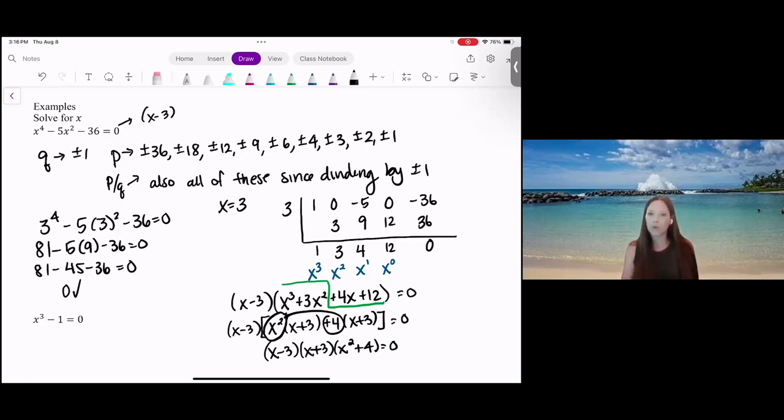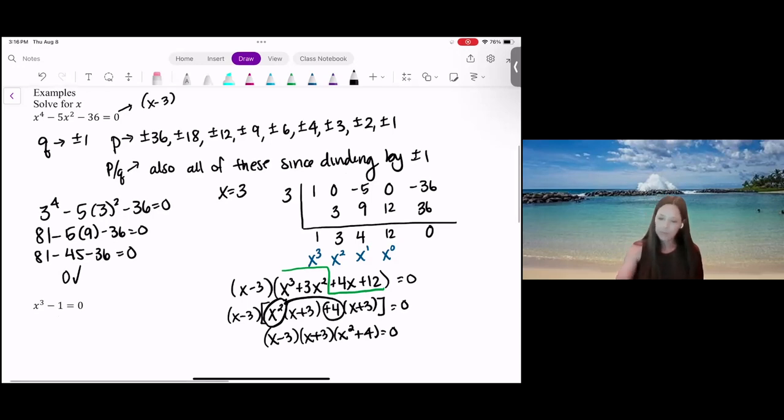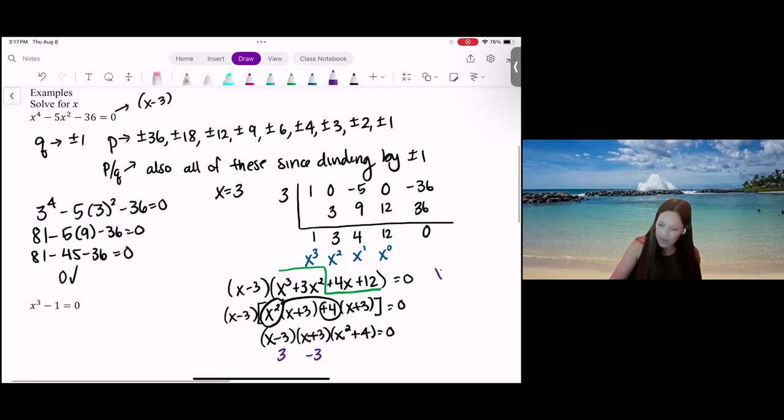Now I can use the zero product property to solve, setting each of these components equal to 0 to get my answers. X minus 3 equals 0 gives me a solution of 3. X plus 3 equals 0 gives me a solution of negative 3. And x squared plus 4 equals 0 gives me an imaginary number pair. That's going to be x squared equals negative 4, or x equals plus or minus 2i. When I square root 4, I get 2, and the square root of a negative 1 is i. Remember that the imaginary numbers come in pairs. So my solutions are 3, negative 3, and plus or minus 2i.